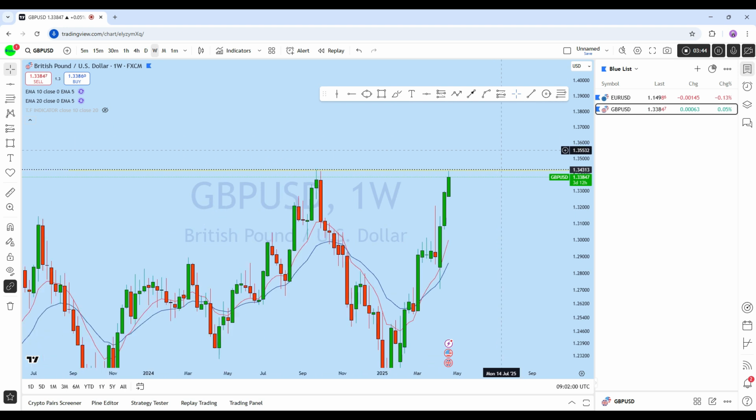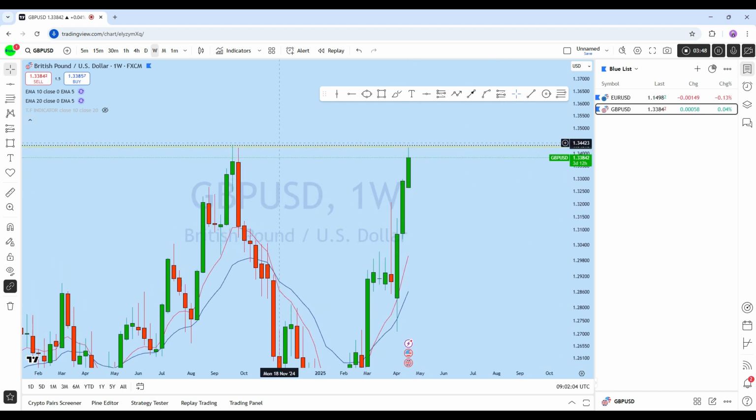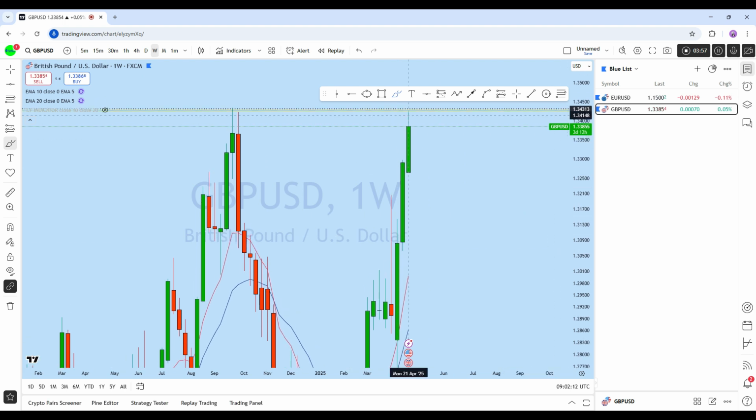Looking at the weekly chart here, we can see there's a gap open, and with that gap open, the market reached that resistance line. We could see that GBP USD to come back here to this where there is a high liquidity, expecting GBP USD to deepen for further liquidity grab.